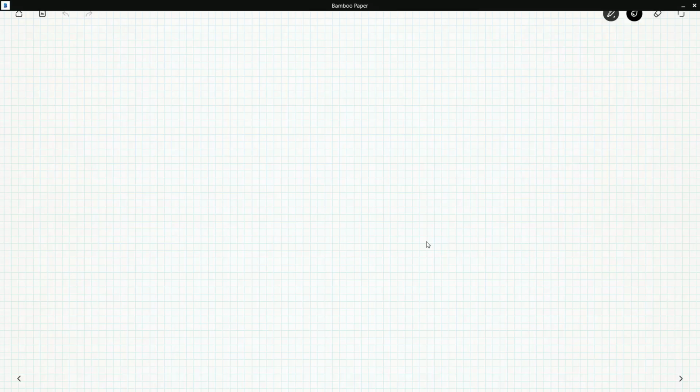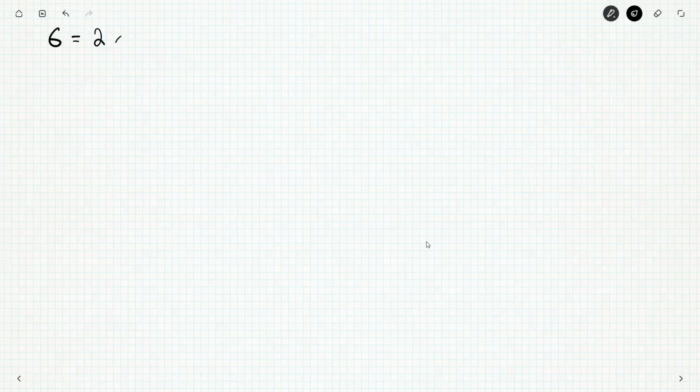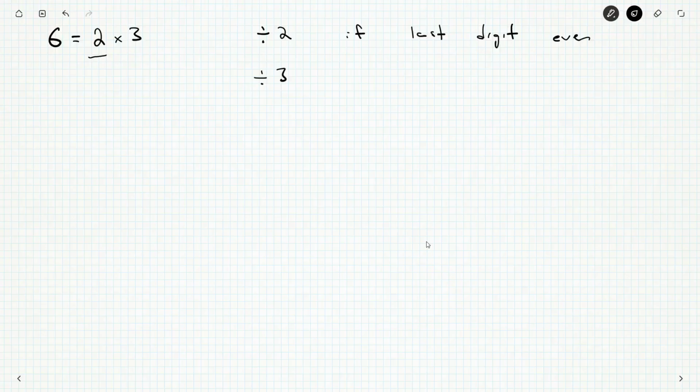Well, there's 2 little rules that are going to help us. So, 6 has prime factors of 2 and 3. So as long as the number is divisible by 2 and by 3, it'll be divisible by 6. Well, how do I tell if a number is divisible by 2? You're divisible by 2 if your last digit is even. That's what makes you an even number. And you're divisible by 3 if your digits add up, or sum, to a number that is divisible by 3.